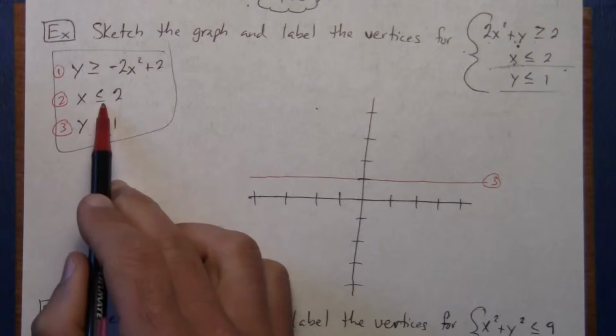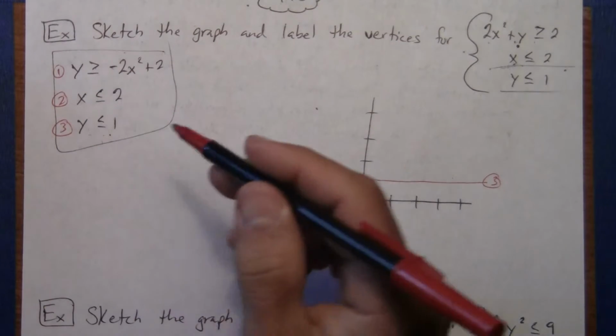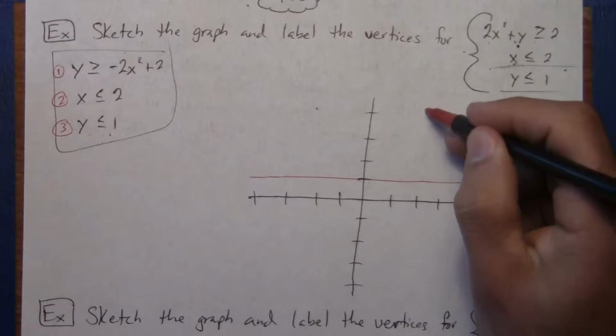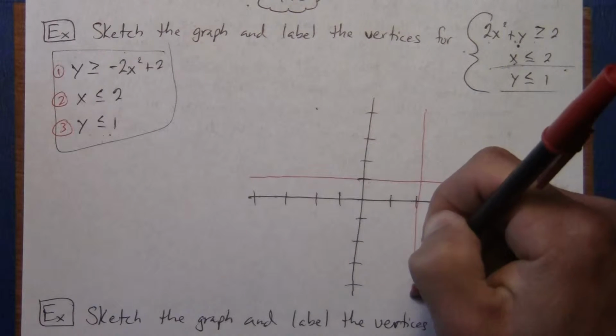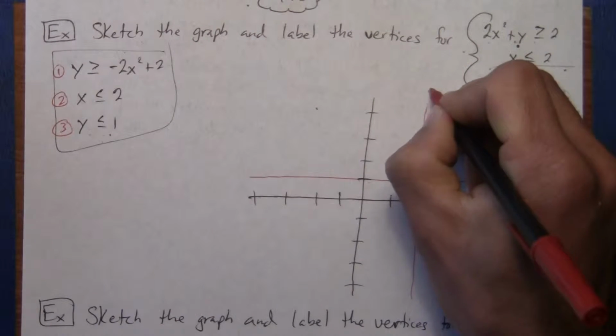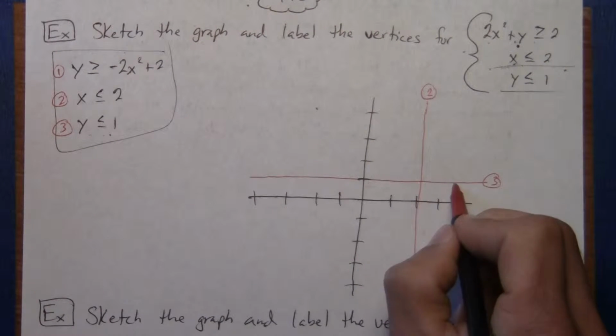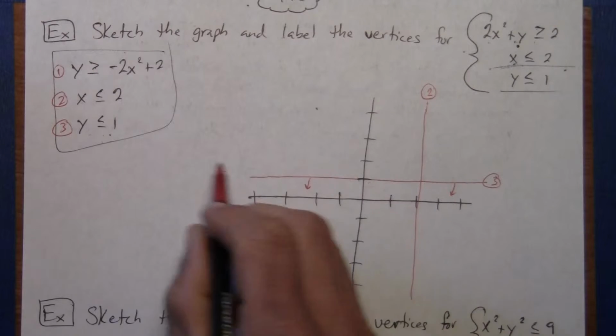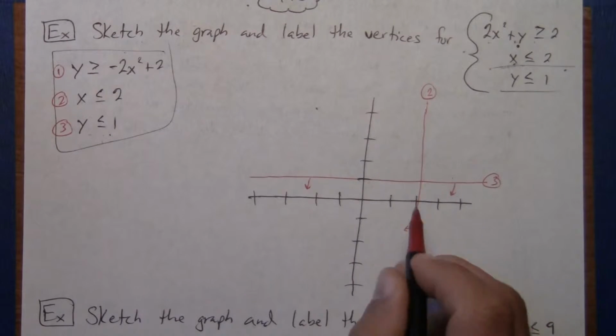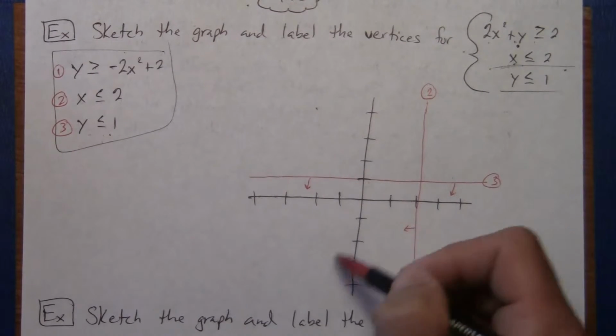Alright, the second one, x is less than or equal to 2. That is a vertical line at x equals 2. That would be here. And again, this is my second inequality or equation. In terms of the shading, y is less than, so I'd be shading below this line. And x is less than, so I'd be shading to the left. So far I'm shading all of this little region here.